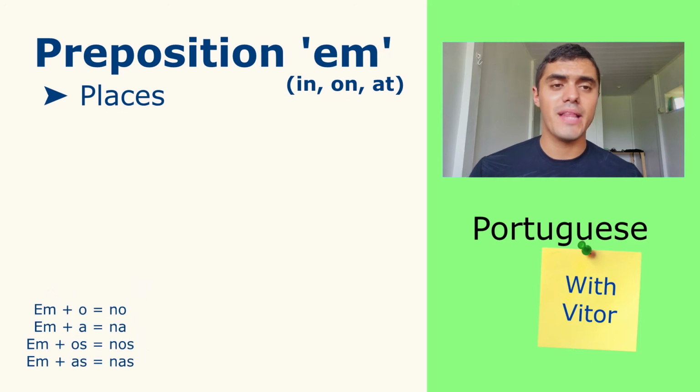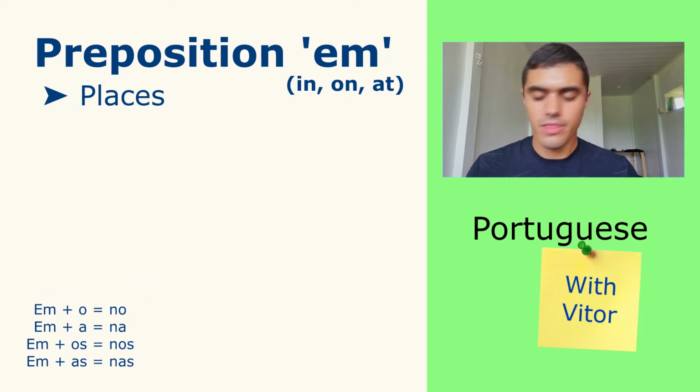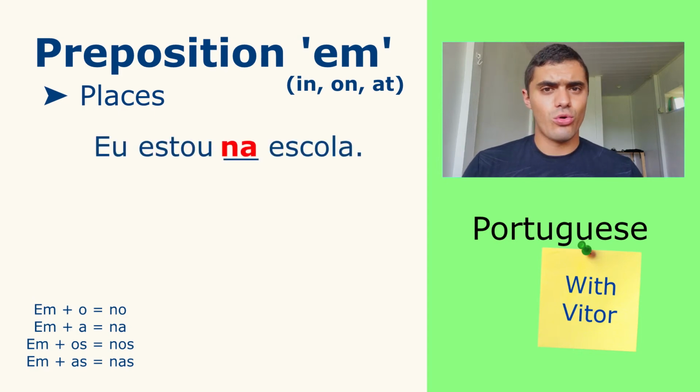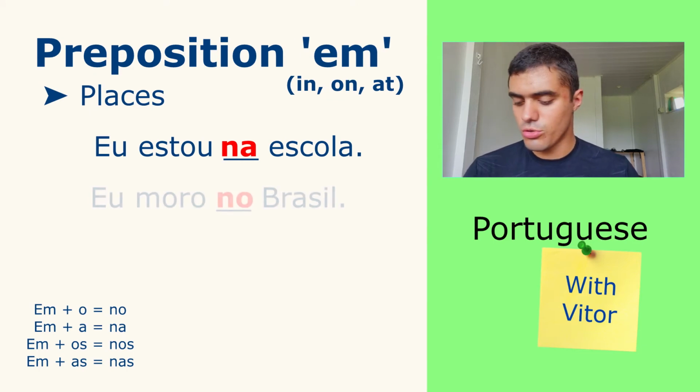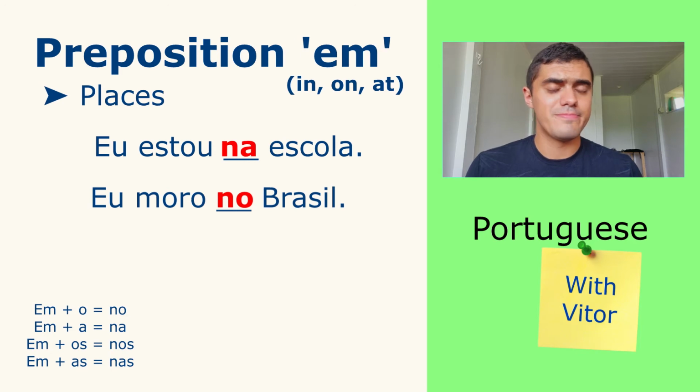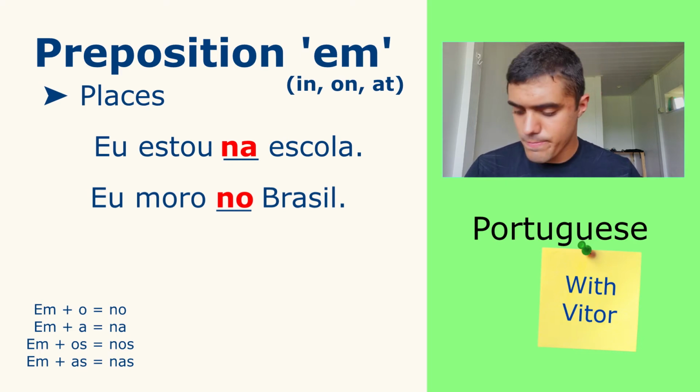When it's showing places, we are going to mean in or at. So, eu estou na escola. I am at school. So the place you are. Where are you? Eu estou na escola. So, eu moro no Brasil. I live in Brazil. In this case, where do you live? Eu moro no Brasil. Ok?